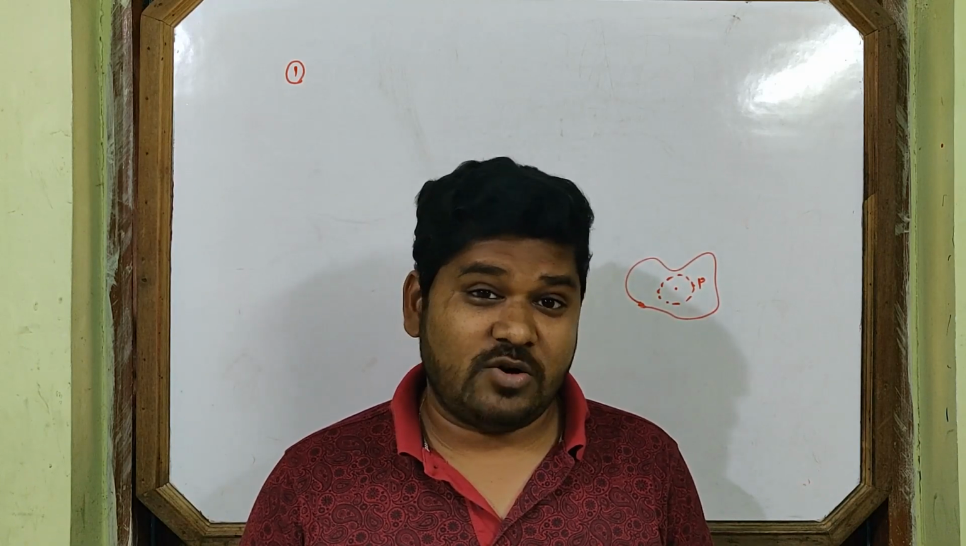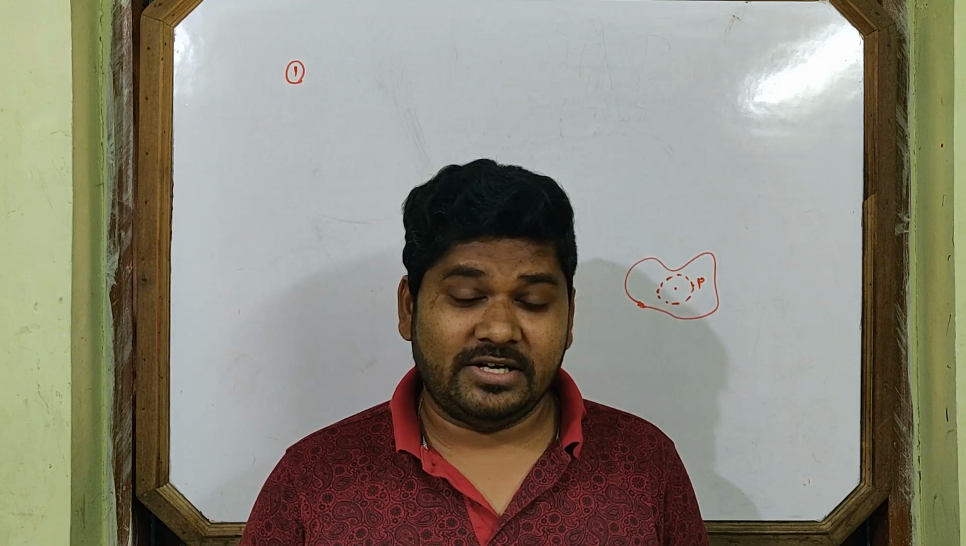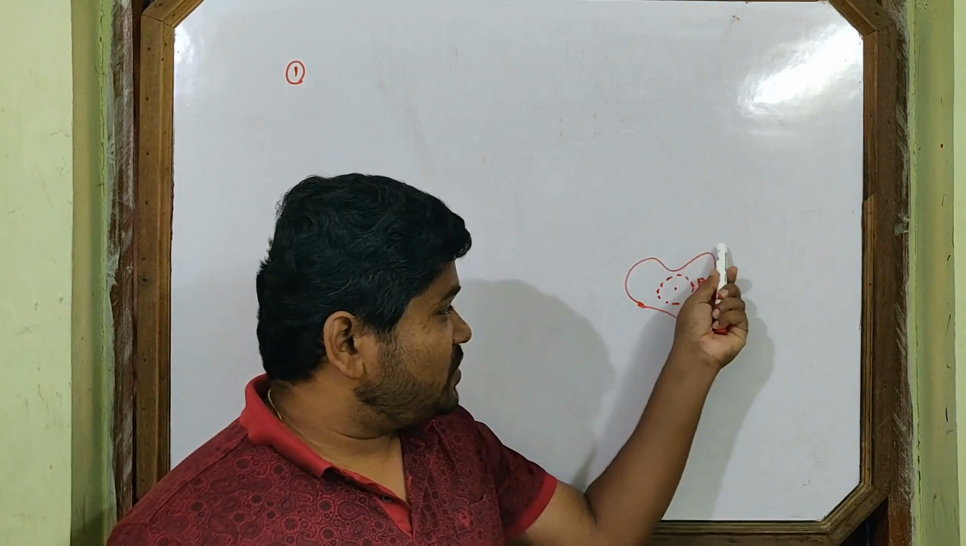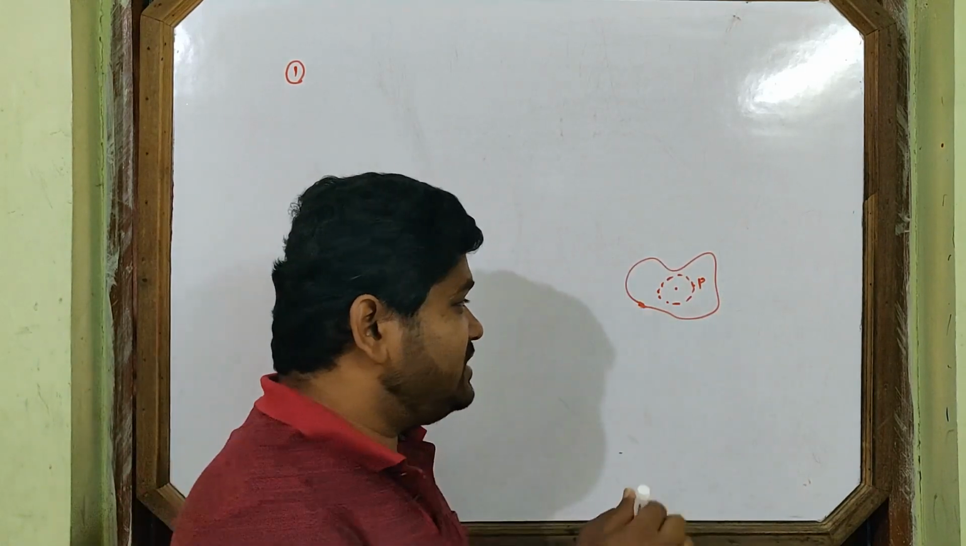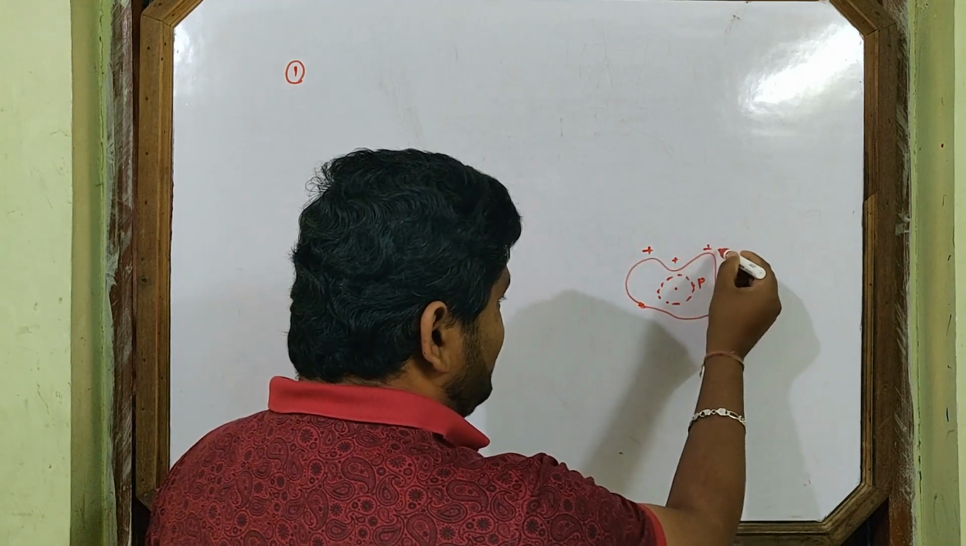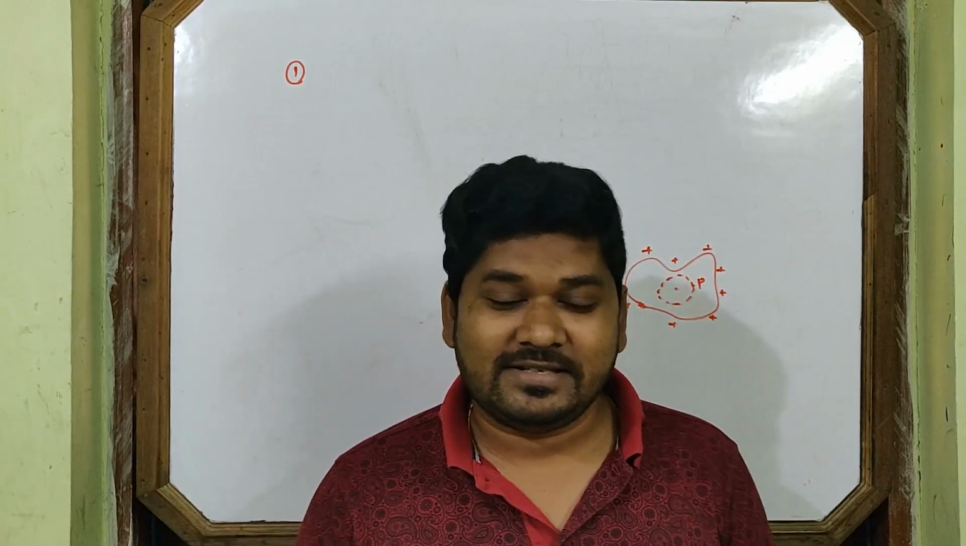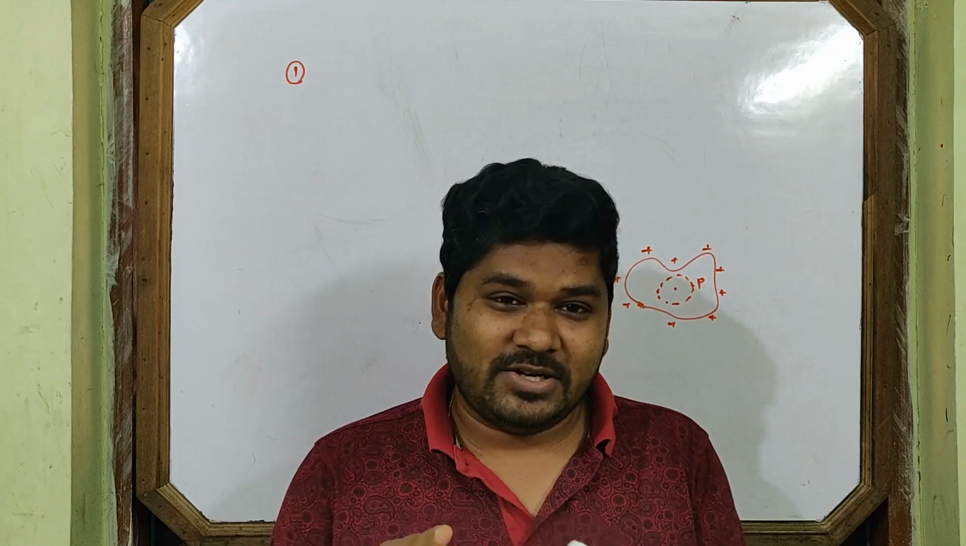Now we'll go to the second point. The charges given to a closed conductor always reside on its outer surface. Again I repeat, charges given to a closed conductor always reside on its outer surface. Charges are always present on its outer surface. Charges are never present inside it; they are present outside it. Why are the charges present outside the closed conductor?